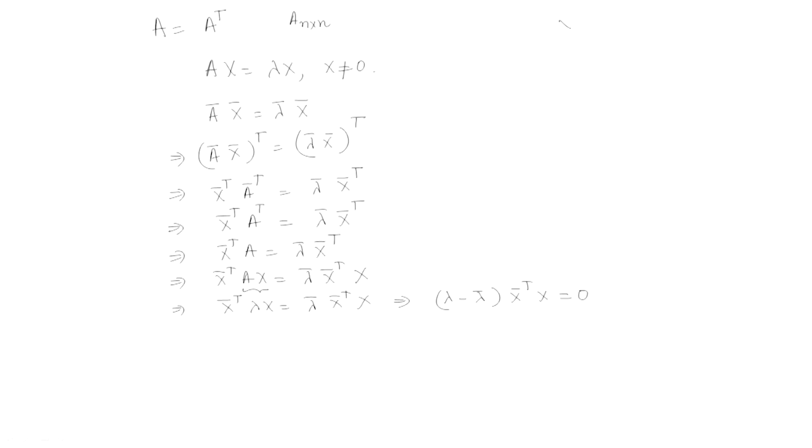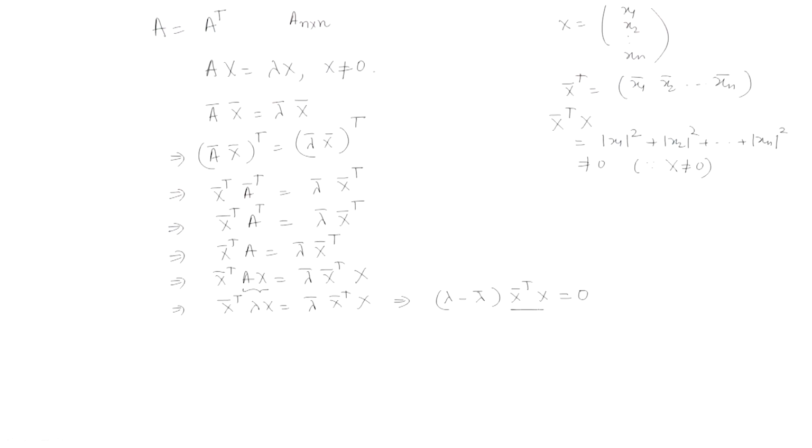Now, if x is the vector x1, x2 up to xn, then x bar transpose will be x1 bar, x2 bar and so on up to xn bar. What will x bar transpose x be? It will be mod x1 square, because x1 bar into x1 is mod x1 square, plus mod x2 square and so on up to mod xn square. It is not equal to 0 since x is not equal to 0. It would be 0 only when all the xi's are 0, and all xi equal to 0 means x equal to 0, but x is not equal to 0. So this is not equal to 0.